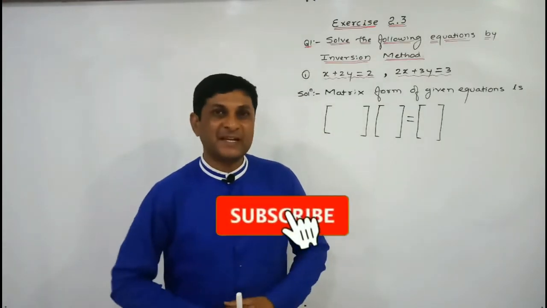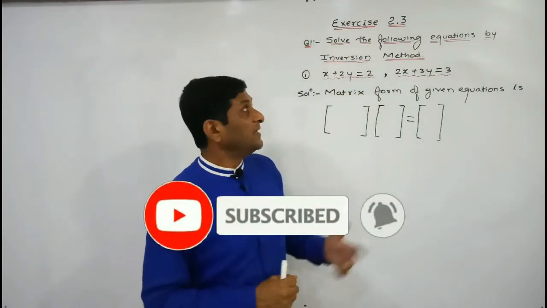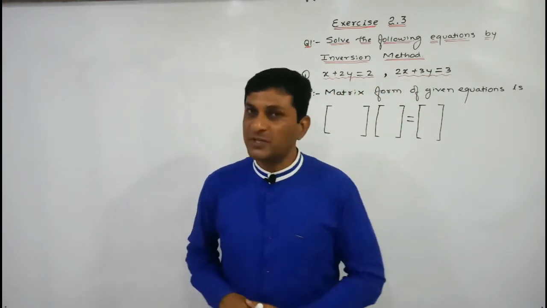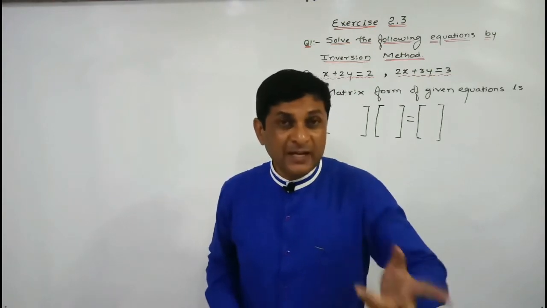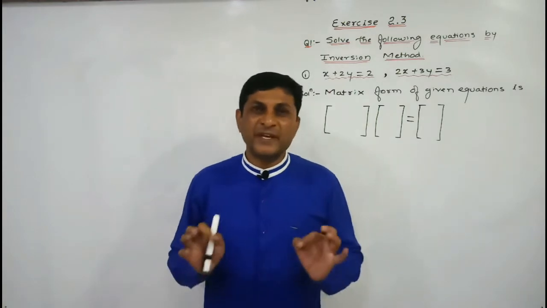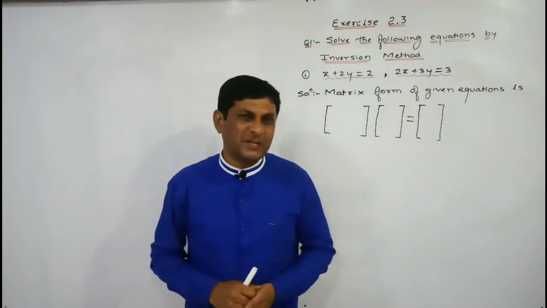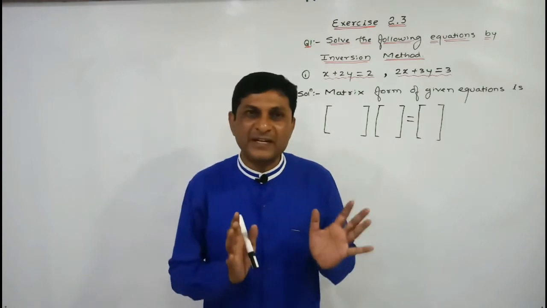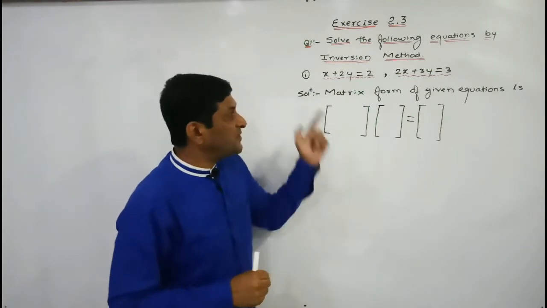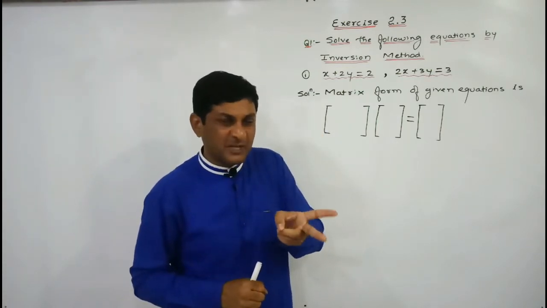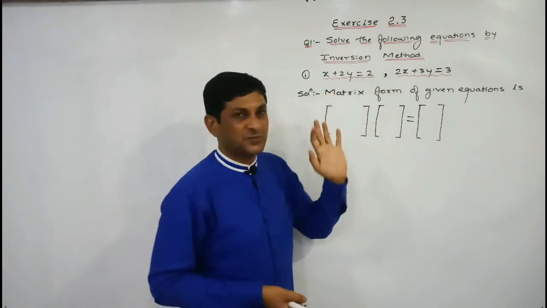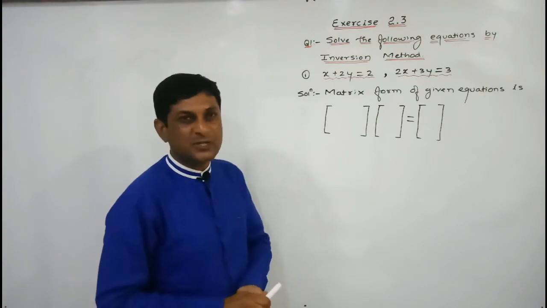Now see the first example from exercise 2.3. In this case, two equations with two variables are given to us, and we are solving them by applying the inversion method. The second method to solve this equation is the reduction method, which is comparatively very easy compared to the inversion method. The inversion method is also easy, but it is a little bit lengthy compared to the reduction method. So first, in every method, either inversion or reduction, we have to write down this equation in matrix form. And just now we have seen how to write the equation in matrix form.